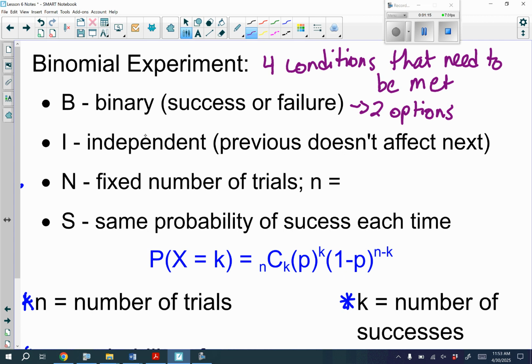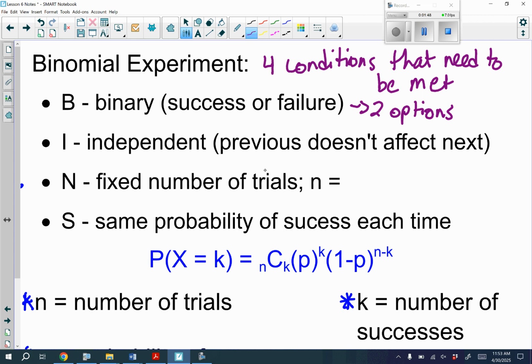Now, I means independent. So we talked about this and they did tell us, so independent means previous event doesn't affect the next event. So the probability of doing the first event doesn't affect the probability of the next event. So in our penalty kicks, they told us that the events were independent. So making the shot first does not affect if we make the shot second or if we do or do not make the shot the second time and vice versa. Okay, so all the events are independent.